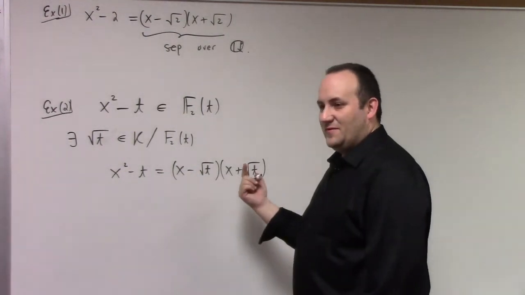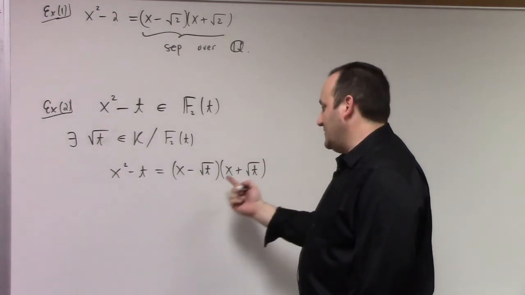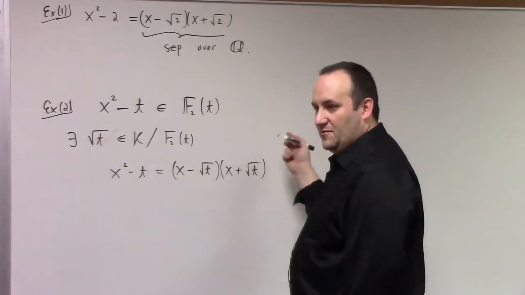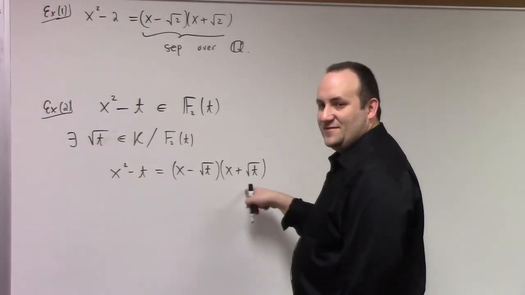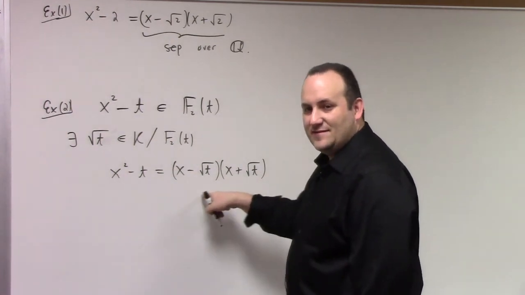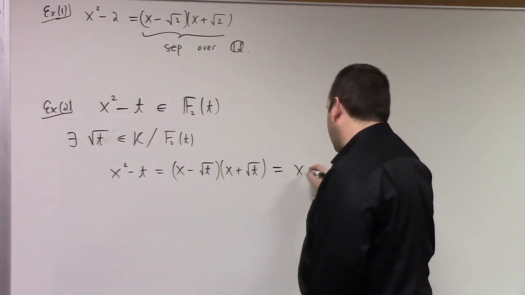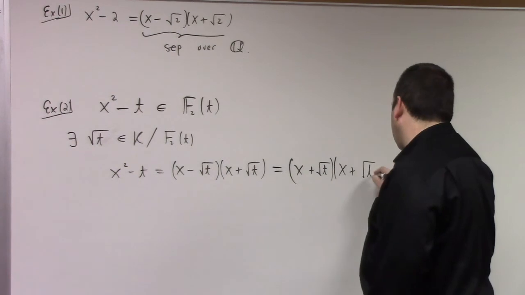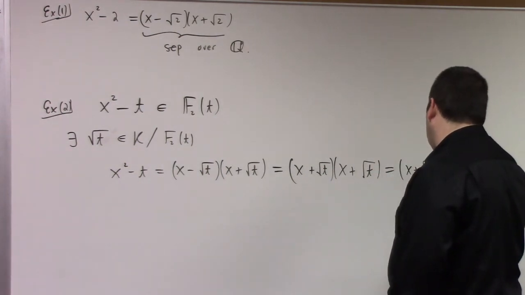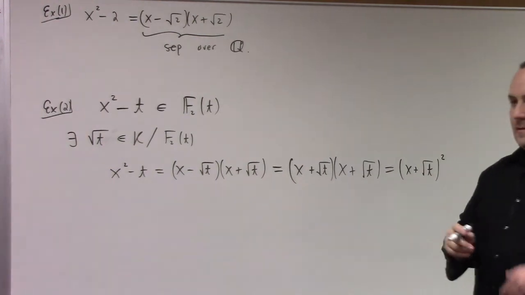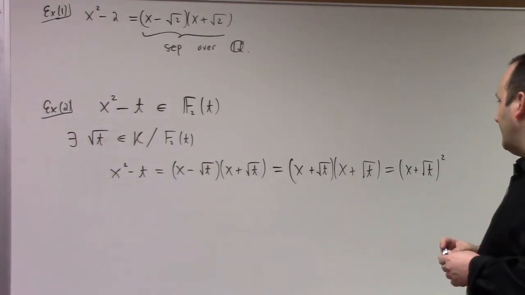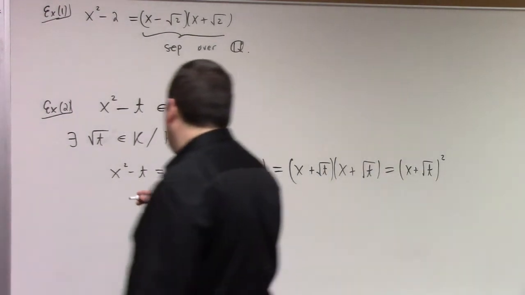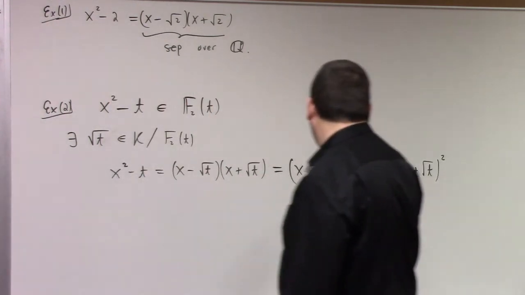Then, remember, we're in a field of characteristic 2, right? So if we add 2 copies, pick whichever one you like. If you want to subtract 2 from this one or add, however you want to go. What do you guys want me to do? Add 2 or subtract 2? Emily, your choice. Add 2, all right. This is x plus root t, x plus root t. And all of a sudden, we've got (x plus root t) squared. So this shows that this is what? Inseparable.